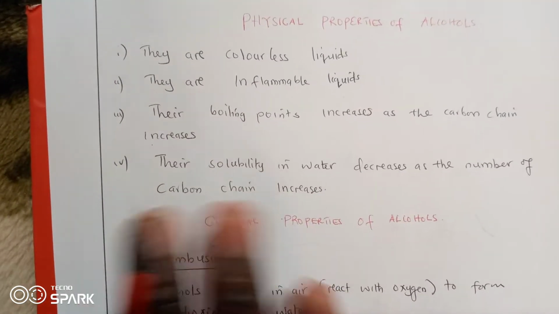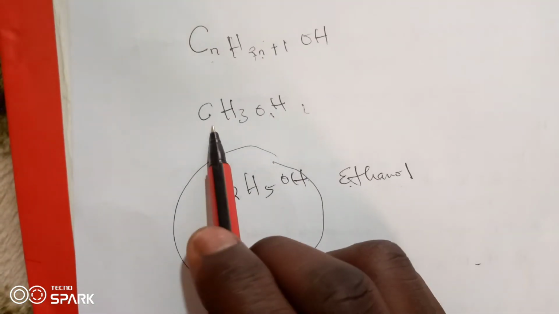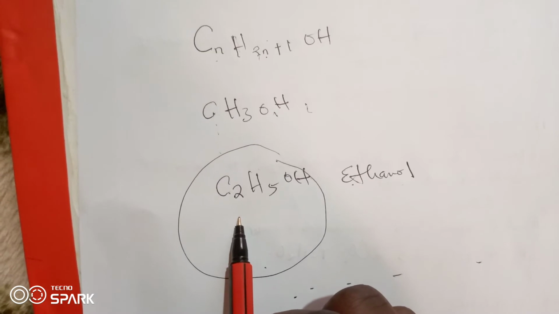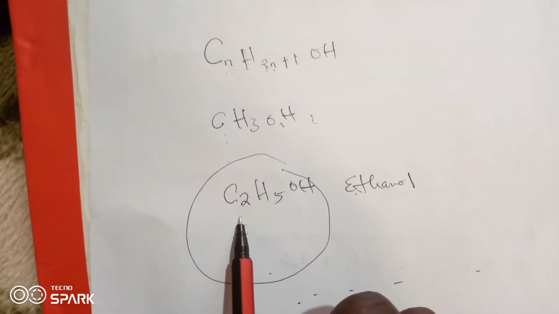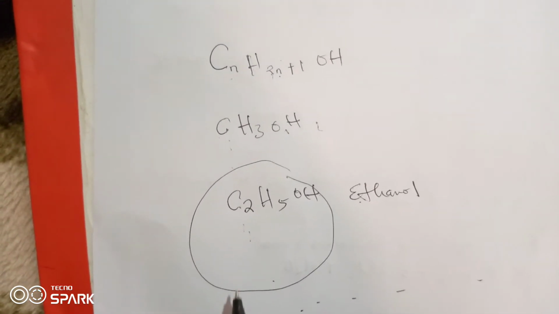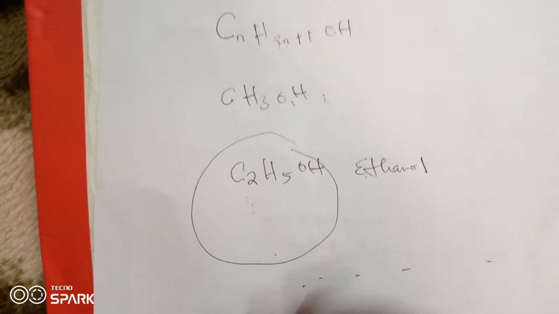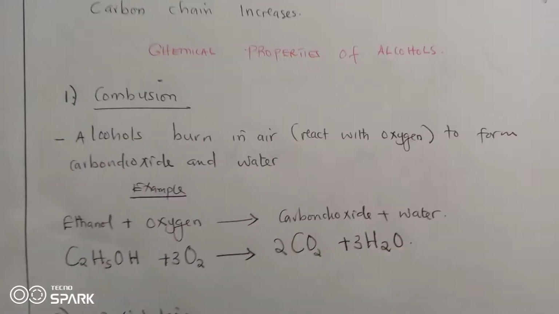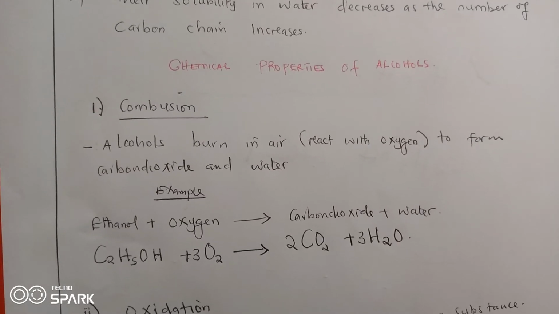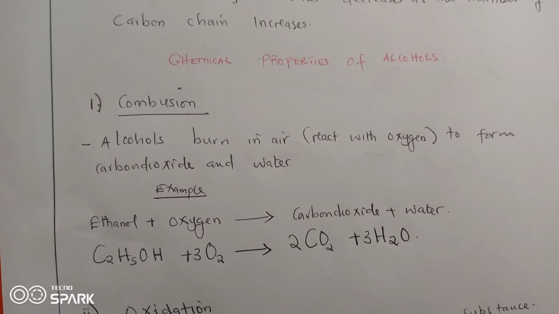What does that mean? When we go back to the same concept that we looked at, this one has 1 carbon, this one has 2 carbon. It means this one is more soluble than this one. So as you increase the number of carbon atoms there, you realize that the solubility will decrease. Then another point is on the chemical reactions now. What you should know is that alcohols can undergo combustion and oxidation.